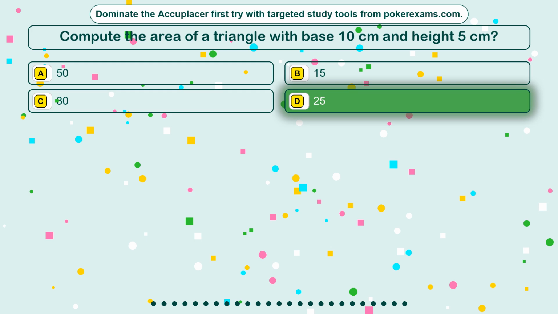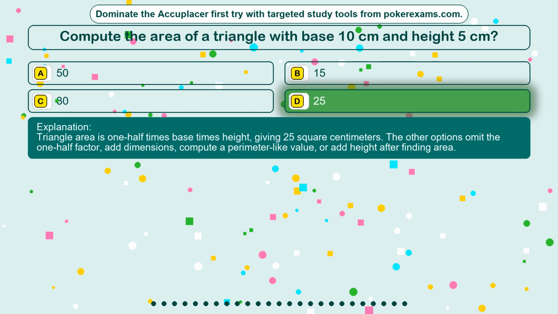The correct answer is option D, 25. Triangle area is 1/2 times base times height, giving 25 square centimeters. The other options omit the 1/2 factor, add dimensions, compute a perimeter-like value, or add height after finding area.